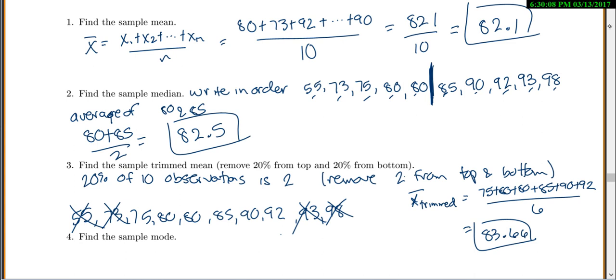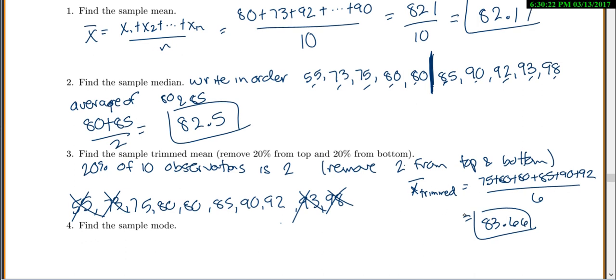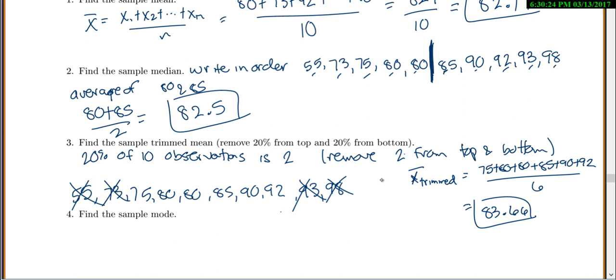So far I have my average is 82.1, my median is 82.5, and my trimmed mean, if I take off those more extreme values, is 83.66. The trimmed mean doesn't really come up that often, but it can be useful, again, if you have some weird values.